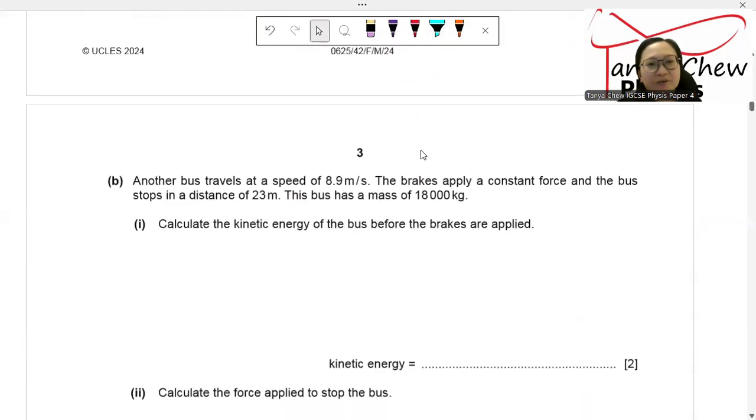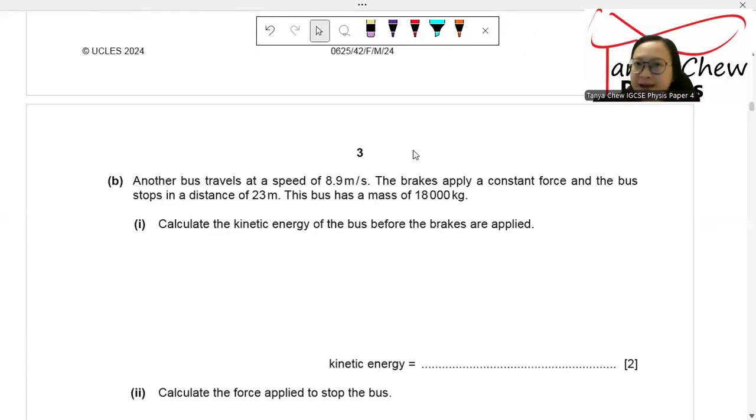Now, B, another bus travels at a speed of 8.9 meter per second. The brakes apply a constant force and the bus stops in a distance of 23 meter. This bus has a mass of 18,000 kilograms. Wow, a heavy bus, don't you think so? First part, calculate the kinetic energy of the bus before the brakes are applied.